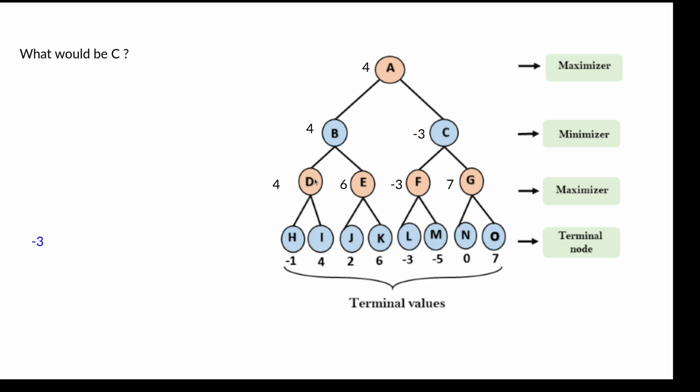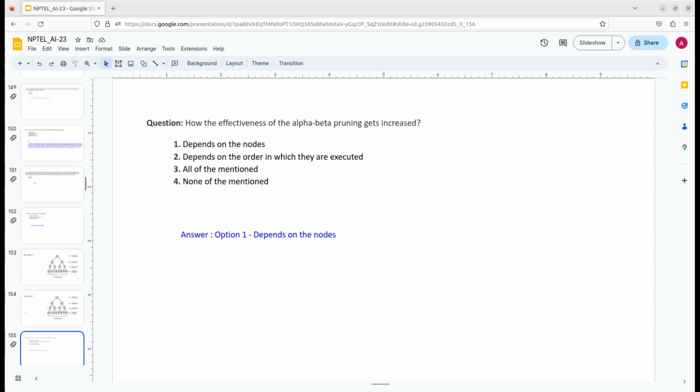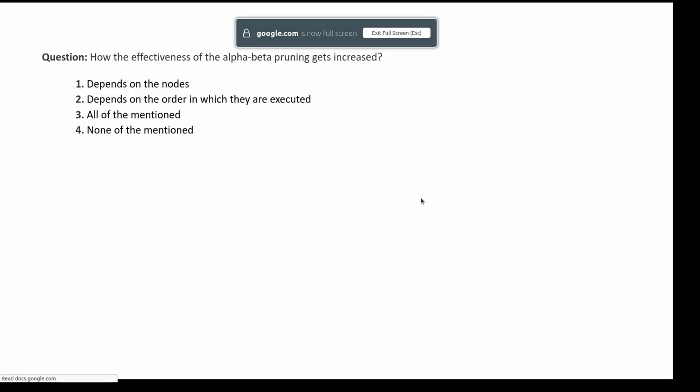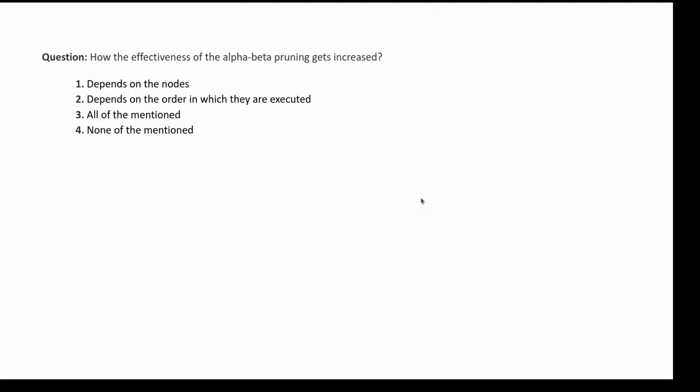Any question? Now coming to the next question. This is your next question, which is asking how the effectiveness of alpha beta pruning gets increased. As I said, alpha beta pruning is not always good. There would be a situation where it would be the same as minimax, no change at all. But there will be a scenario where it will help. So it is asking in which scenario it will help, on what situation it depends.